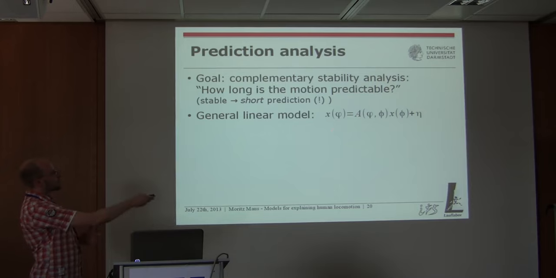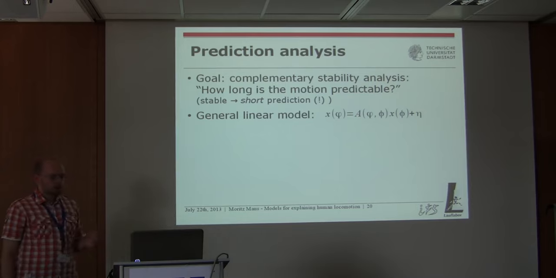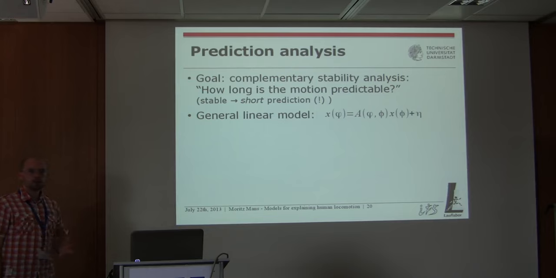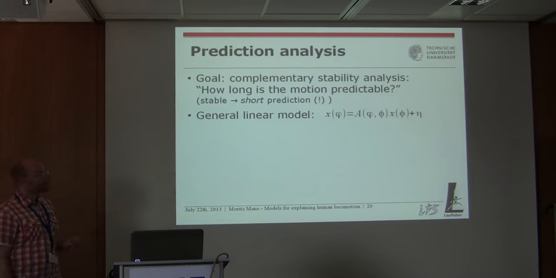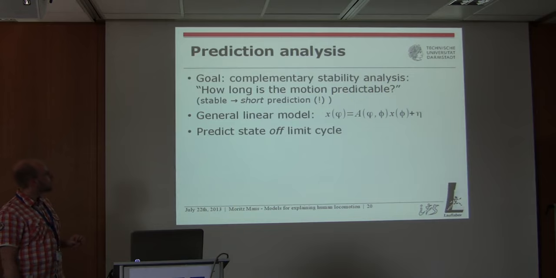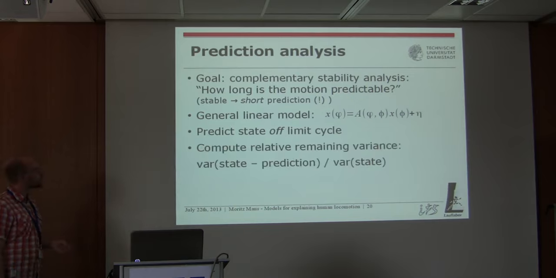So this is our general model assumption, from which we know that it's not completely true, because this kind of motion cannot produce the trends that we observe. But we say, okay, it's the best assumption that we have. And of course, we're only interested in the state around the limit cycle, not in the limit cycle itself.